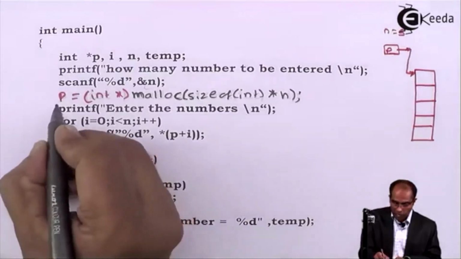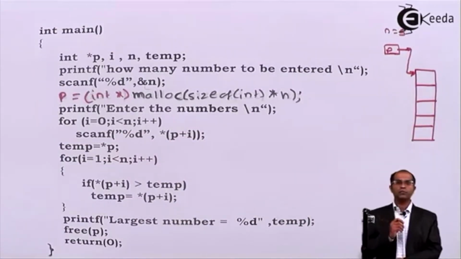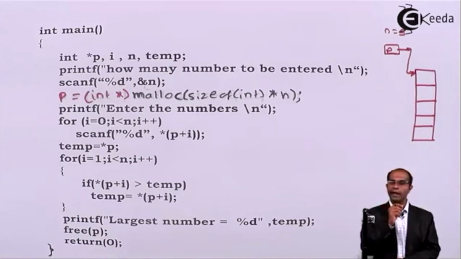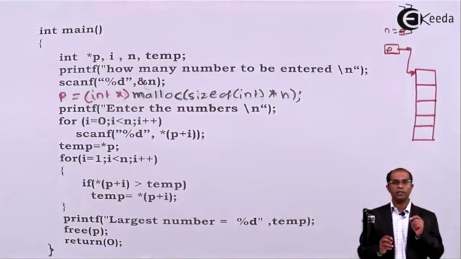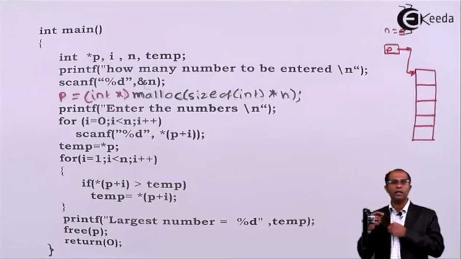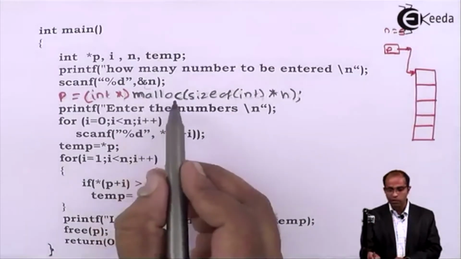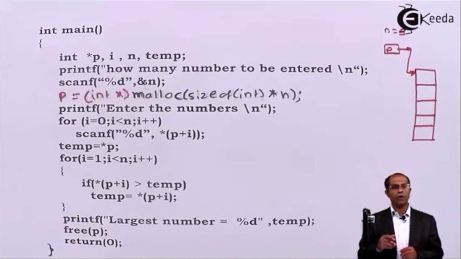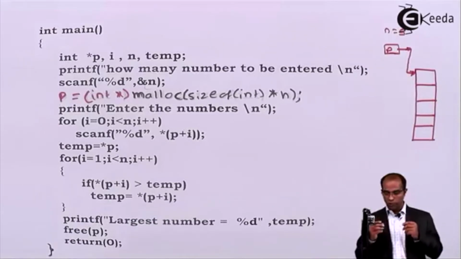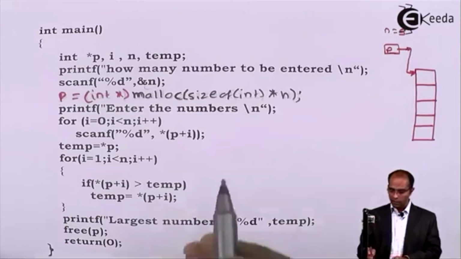Now if I ask you after this declaration what is p, you will say that p is an array. At the beginning your p was just a pointer. Don't you feel that you have converted a pointer into an array? Who did this particular task? Yes, malloc did this task. Malloc converted a pointer to a one-dimensional array. Clear? So we converted a pointer into a one-dimensional array.